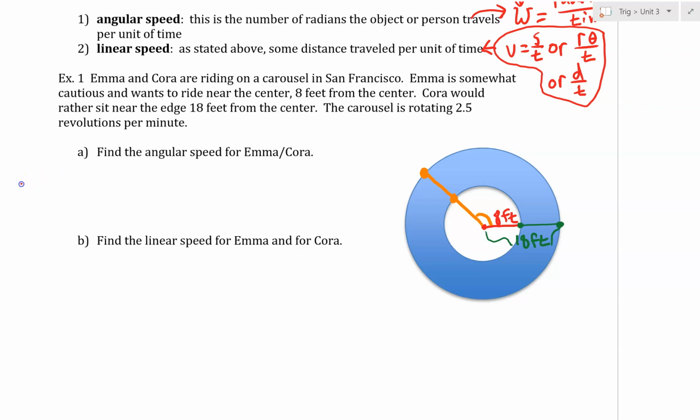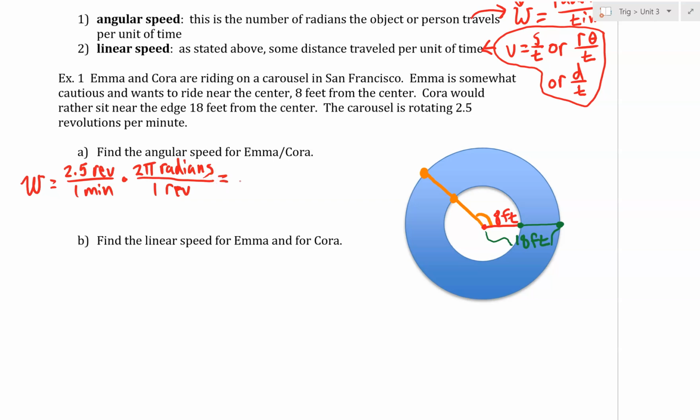So we're talking the W here. And this is going to be, it said it was 2.5 revolutions per minute. 2.5 revs per 1 minute. And we're going to multiply this by, and we have to think about this in terms of the circle. Well, in a circle, you're going to travel 2 pi radians per 1 revolution. Hopefully you guys see that.